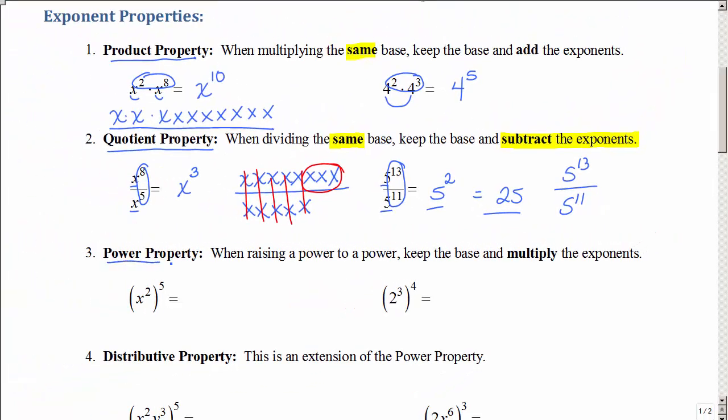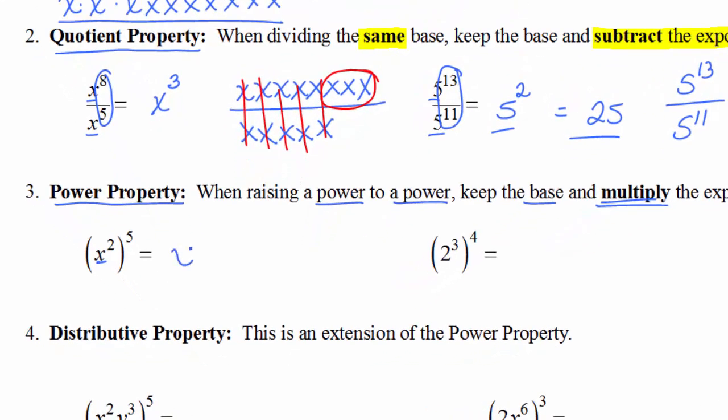Alright, third property, the power property. When raising a power to a power, keep the base and you multiply the exponents. So keep the base, multiply. Keep the base, multiply.